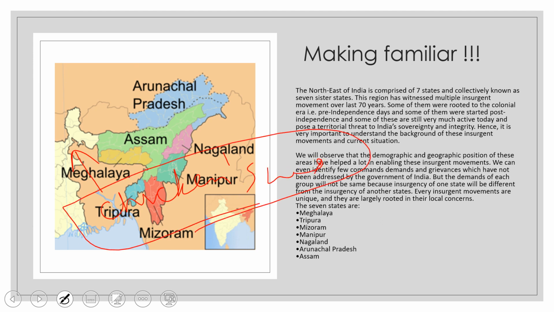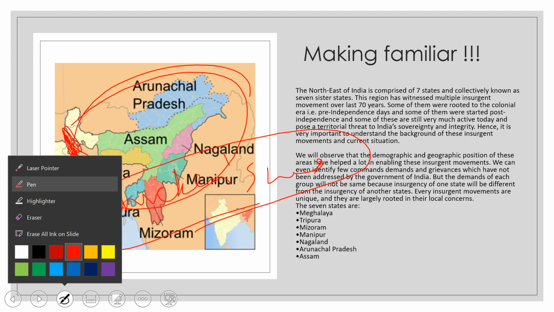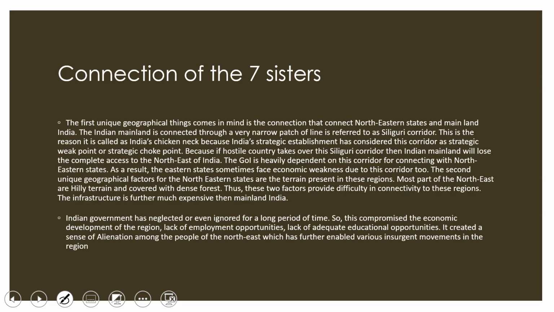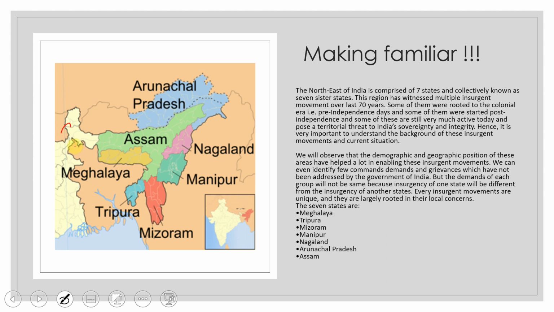Here is your China and Bhutan, and many countries are there, so they may try to block this in future to cut the communication from the eastern part of the country. So that's why it is called the chicken neck of India. So the first unique geography thing that comes to mind is the connection between the northeastern states and mainland India, which is through a very narrow patch of land referred to as the Siliguri Corridor. Okay, this is your Siliguri Corridor.